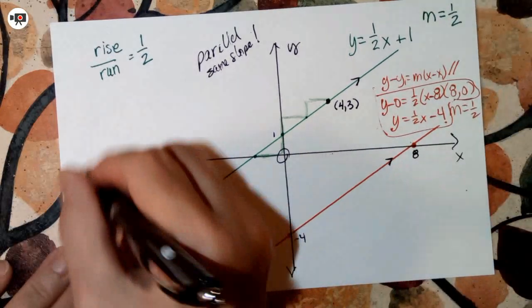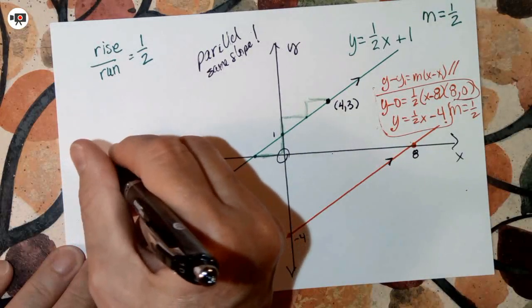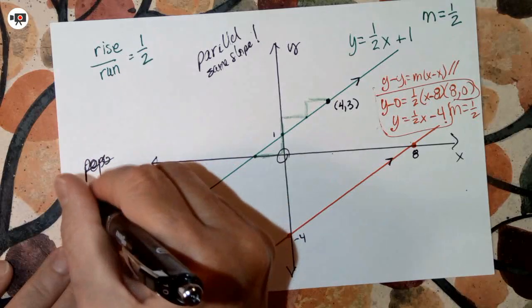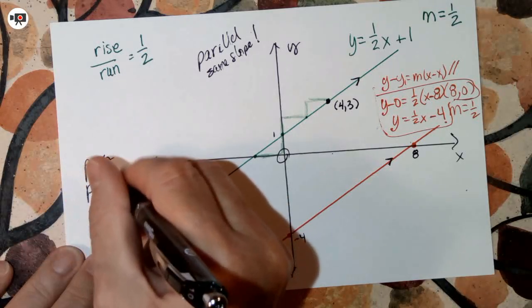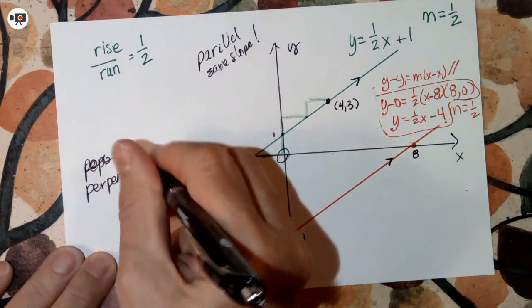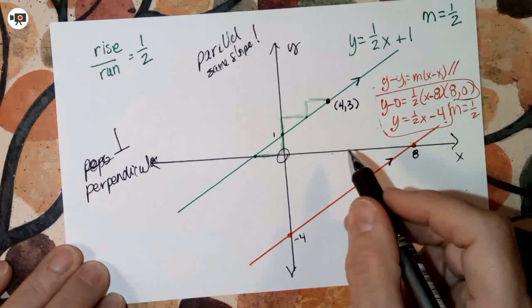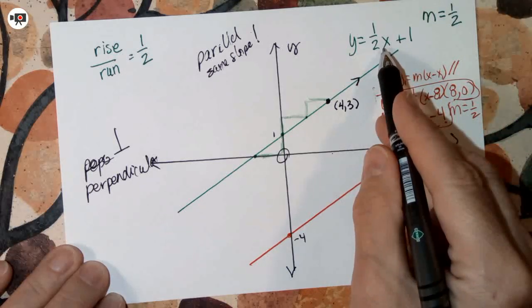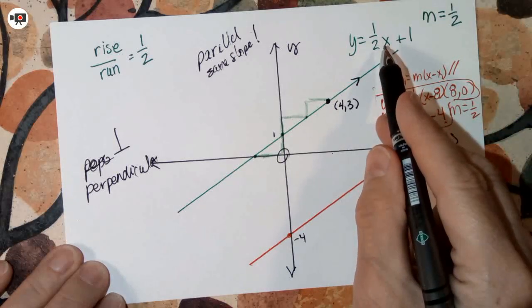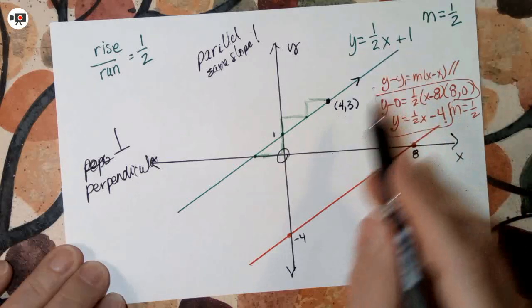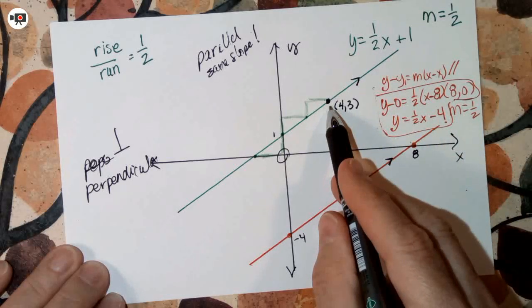Okay, perpendicular. Oops, I left out an R. You know what? It's a whole lot easier just to write the symbol. So the perpendicular, remember, is the negative reciprocal, or flip and change the sign. So we want the negative reciprocal of this slope. Flip it and change the sign. And we want it to go through this point.